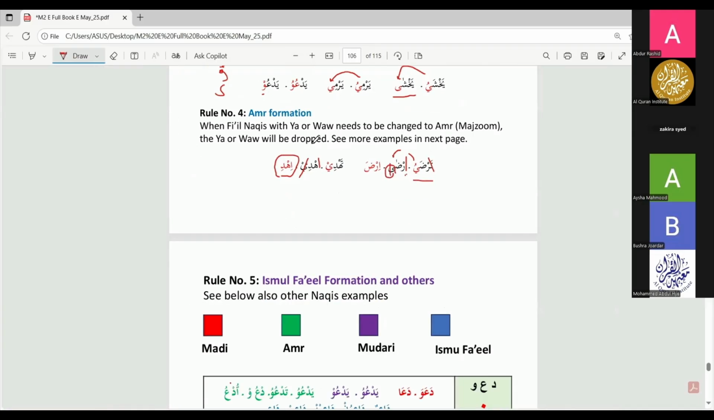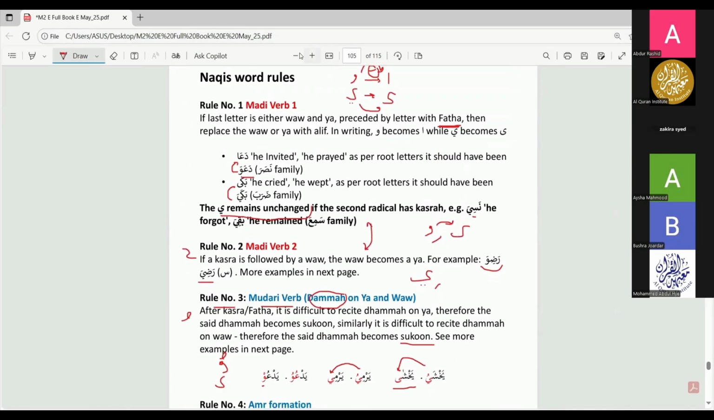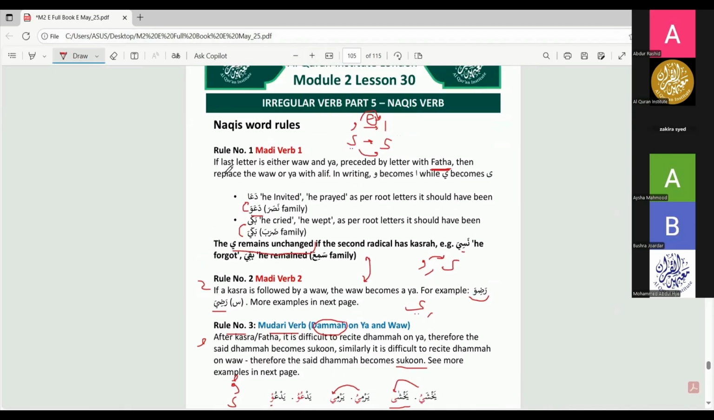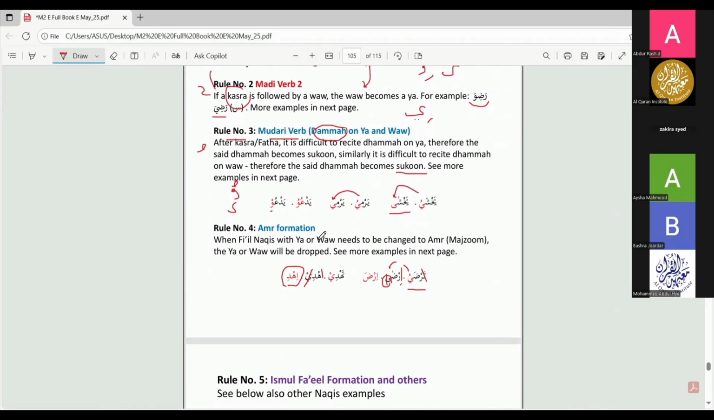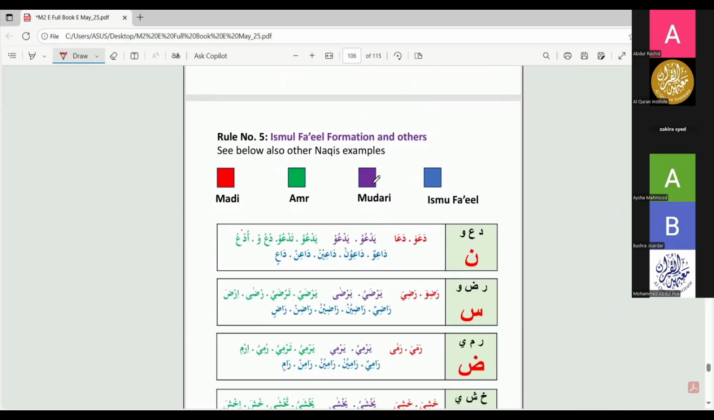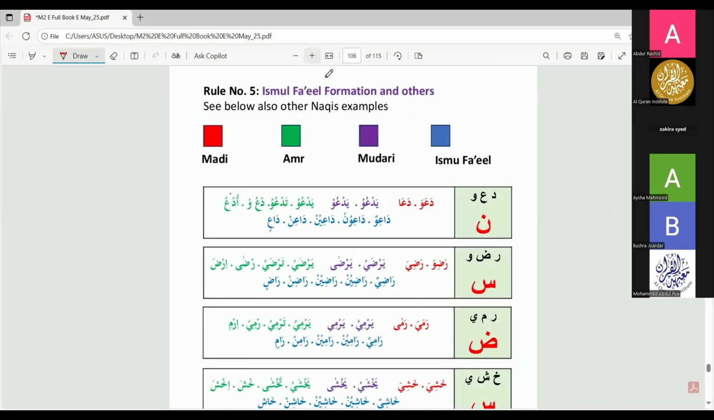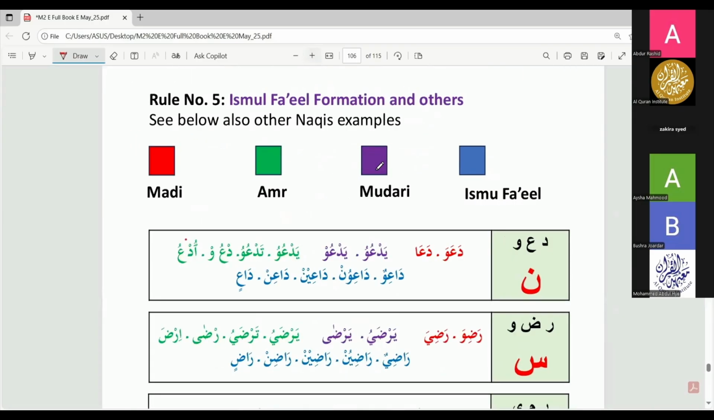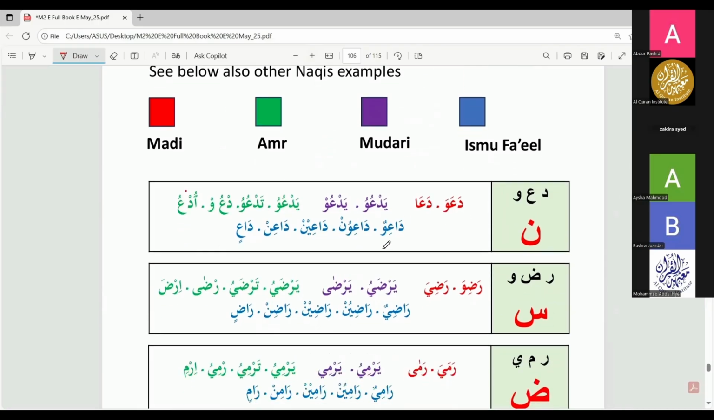So 1, 2, 3, 4. These are the main rules for naqis. I would say this is the fatha rule, this is the kasra rule, and then we have a damma rule and amr rule. So all these rules are combined in this rule number 5, and there are a few new things to talk about. We will go through the formations of Madi, Mudari, Amr, and Ismu Fa'il versions.